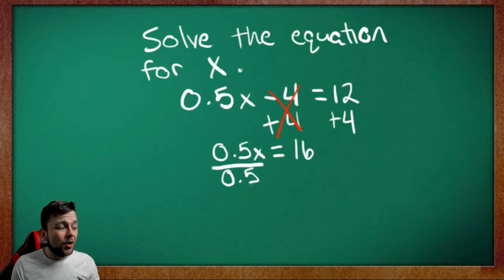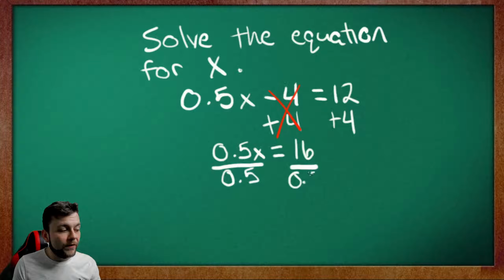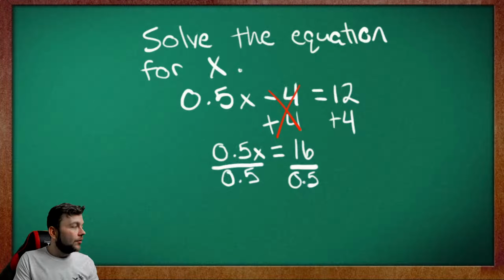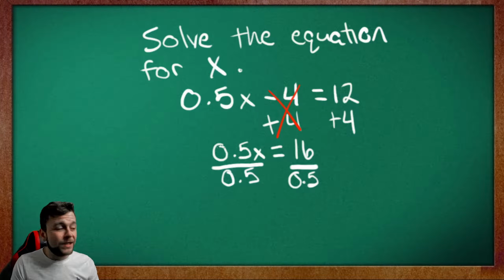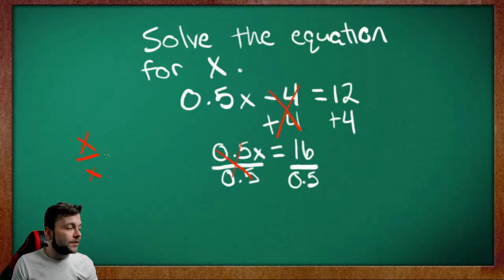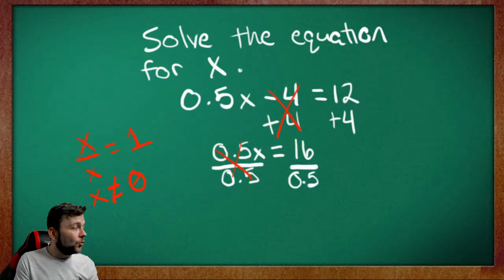Okay? And then whatever we do to one side of the equal sign, we must do to the opposite side, the other side. So we divide by 0.5 over here. This left side is pretty easy to deal with. That cancels down into a 1. It simplifies down into a 1. Anything divided by itself, right? So x divided by x equals 1, when x is not equal to 0. But over here, this drops down into a 1.